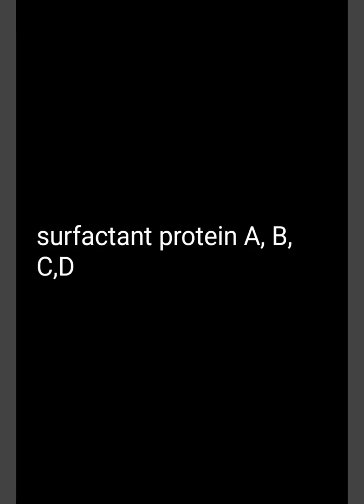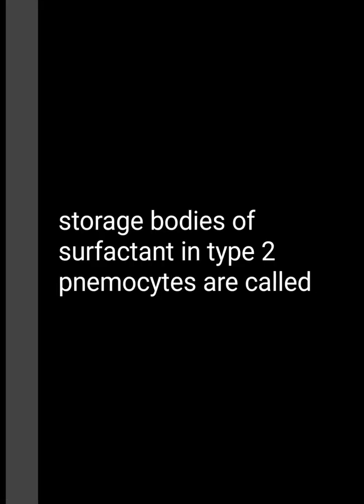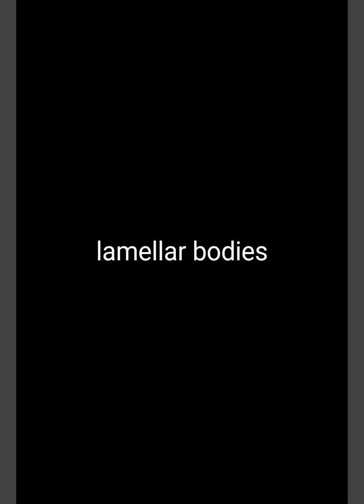Markers of type 2: surfactant protein A, B, C, D. Surfactant proteins involved in innate immunity: A, D. Storage bodies of surfactant in type 2 pneumocytes are called lamellar bodies.